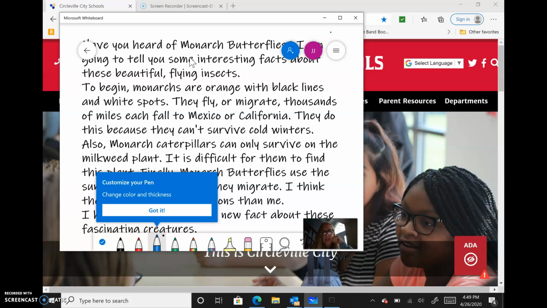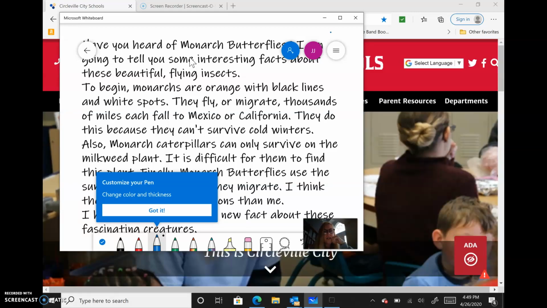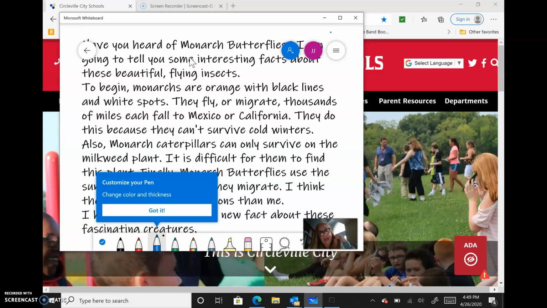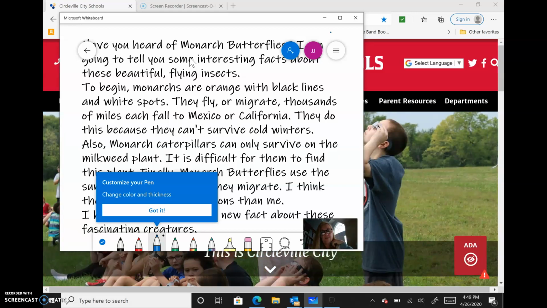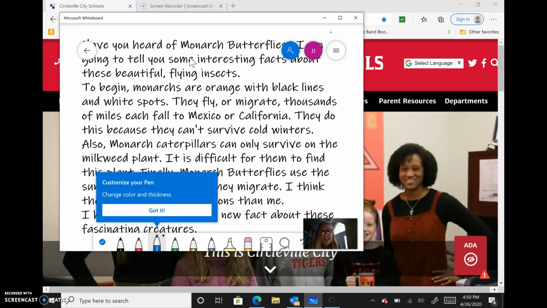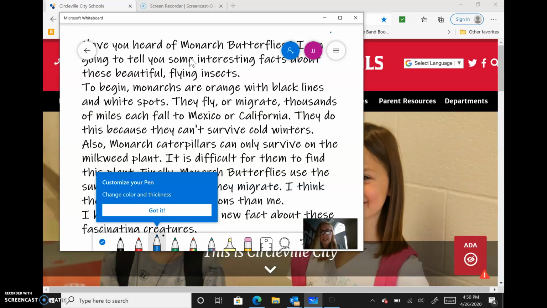So my first fact, I use a transition word to begin. Monarchs are orange with black lines and white spots. They fly or migrate thousands of miles each fall to Mexico or California. They do this because they can't survive cold winters. So I guess I put 2 facts in that one. Then I say also, so we need another transition word before we tell our next fact.